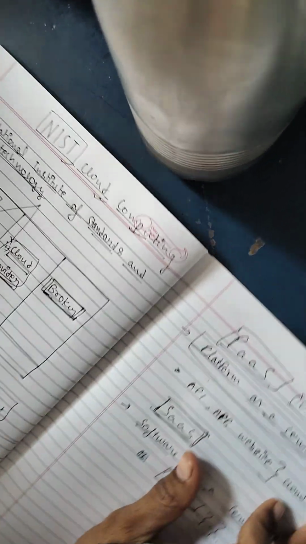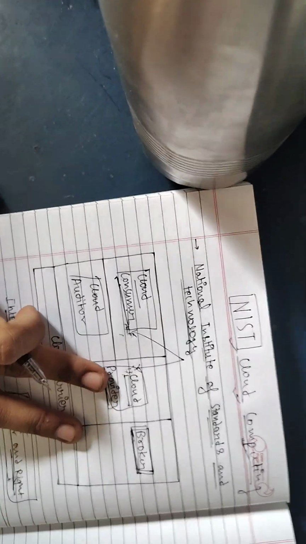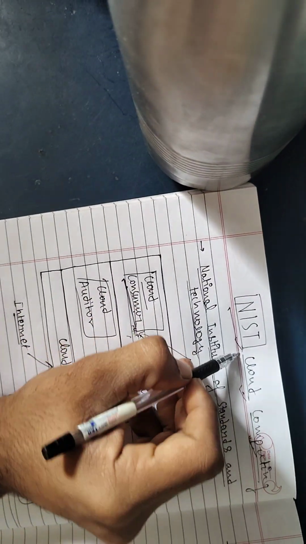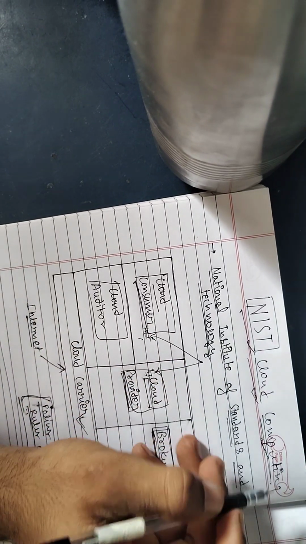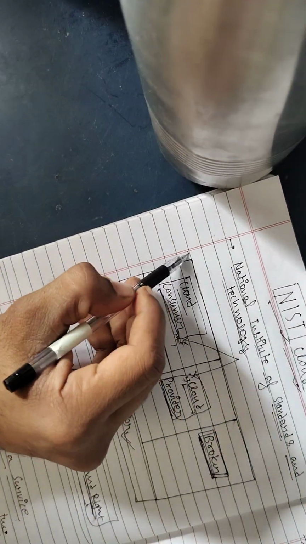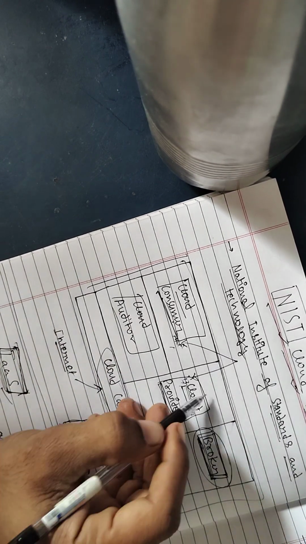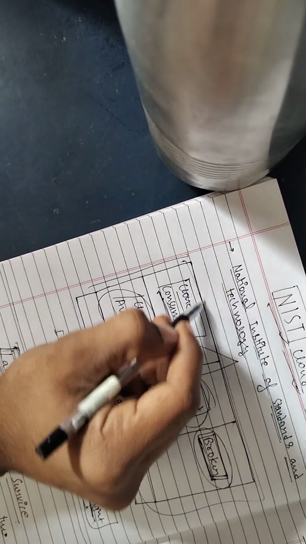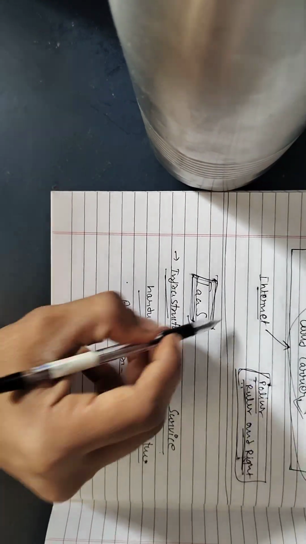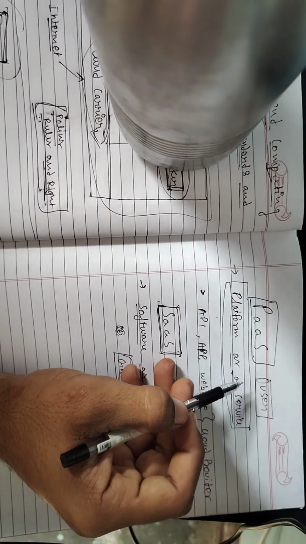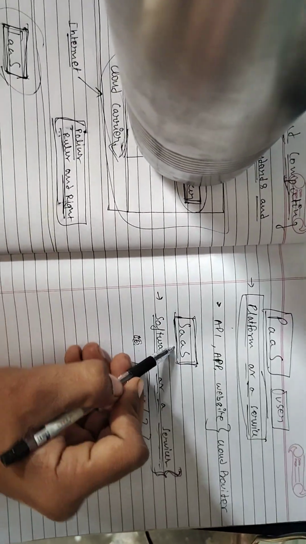So these are the topics we covered. Let's revise. We first talked about NIST cloud computing, then we saw its structure. There are different entities: cloud carrier, cloud broker, cloud provider, cloud auditor, and cloud consumer. Then we talked about IaaS, then PaaS, then SaaS.